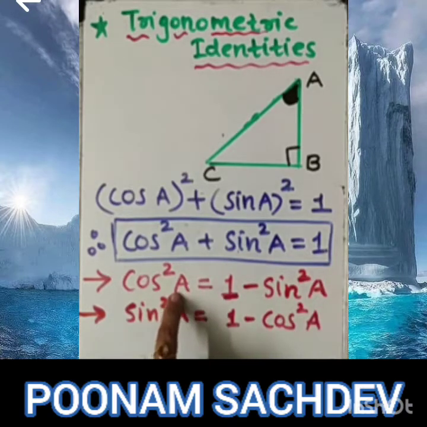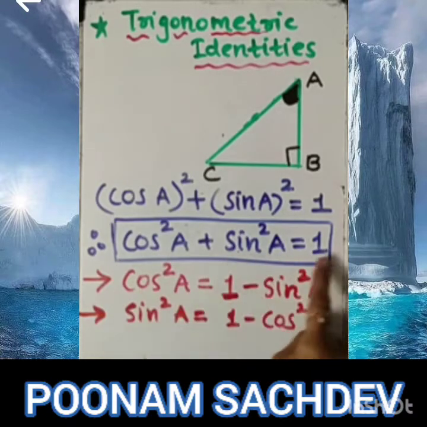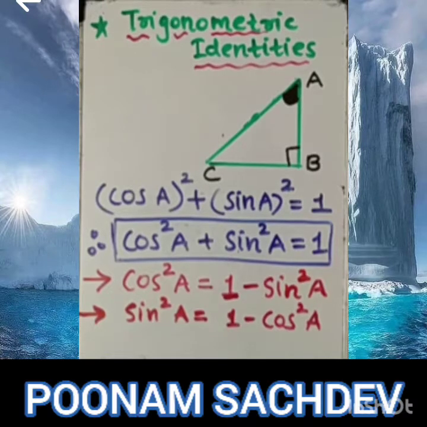Then we can have the two results: cos square A equal to 1 minus sine square A, and sine square A equal to 1 minus cos square A. These are very important results which we are going to use to solve different questions related to trigonometric identities. Got it? This is the derivation of the first identity. Let's work out the second now.